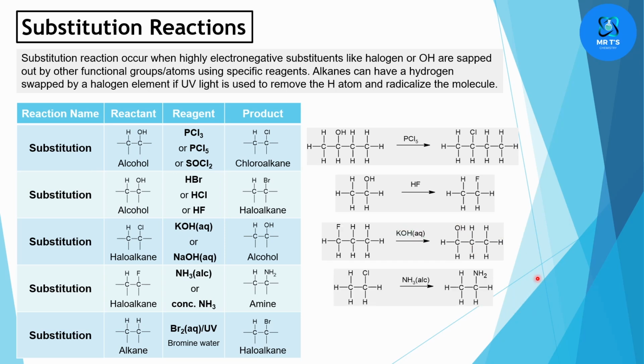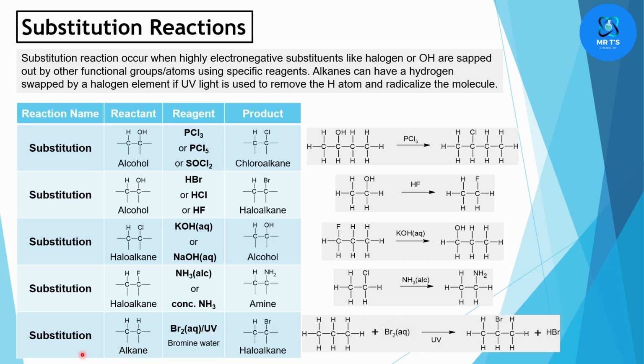The next part here is we could take a haloalkane, and if we add concentrated ammonia or ammonia dissolved in alcohol, what will happen is we can remove the chlorine and replace it with an NH2 group. A hydrogen from the NH3 is going to go away with the chlorine, and we'll get hydrochloric acid as well. So we're replacing, again, off this first carbon, the Cl with NH2.